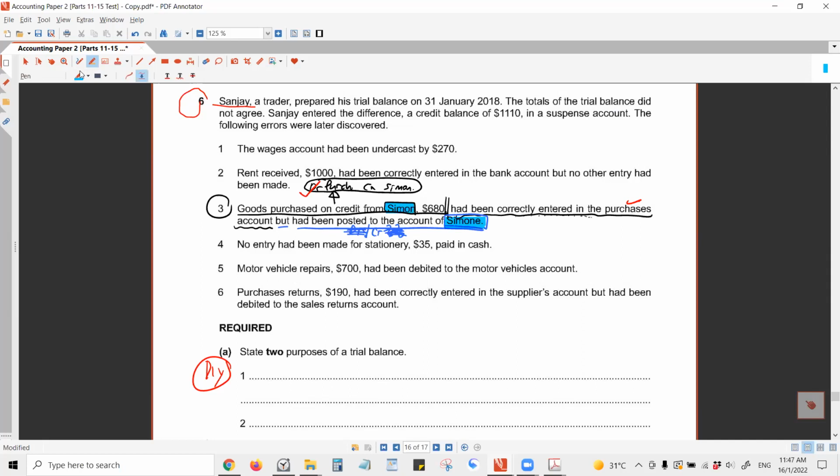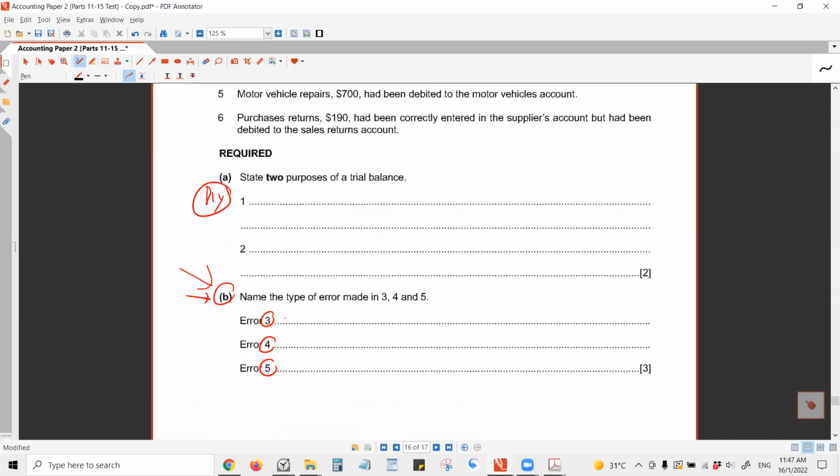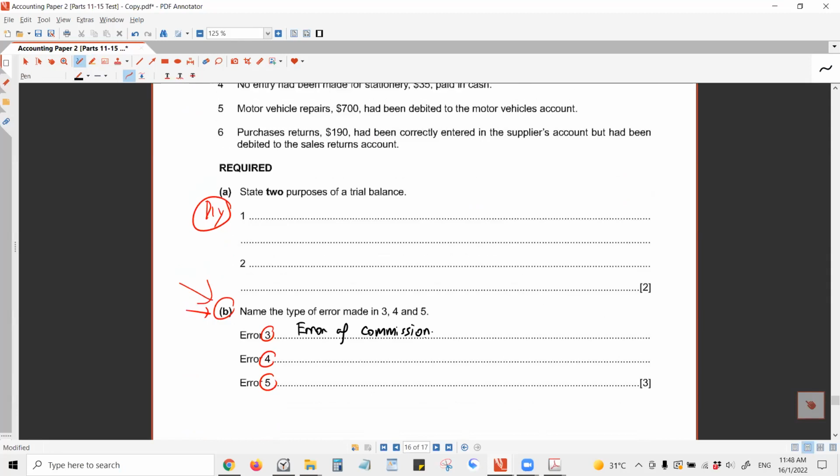Correct. You recall the word common, okay? That's how you remember how an error of commission is linked to such a thing. Commission, you look at that word. You can structure the word common from the word commission. Okay, so error 3, error of commission.